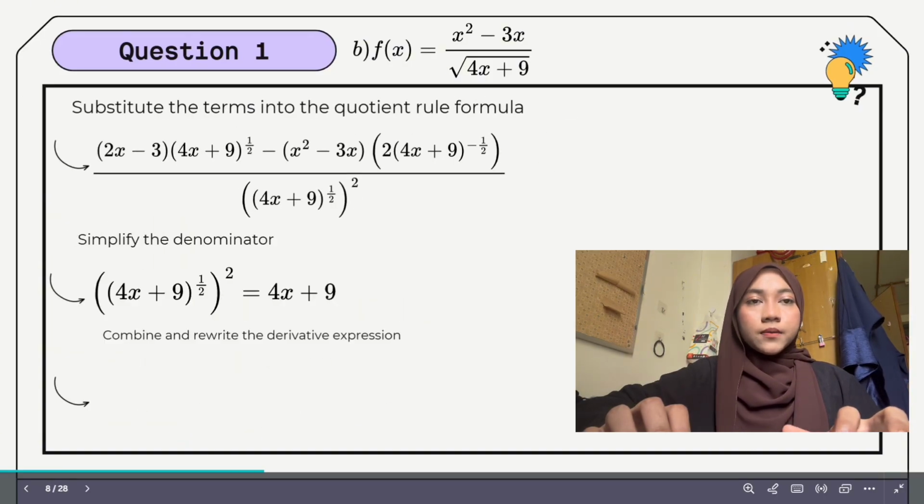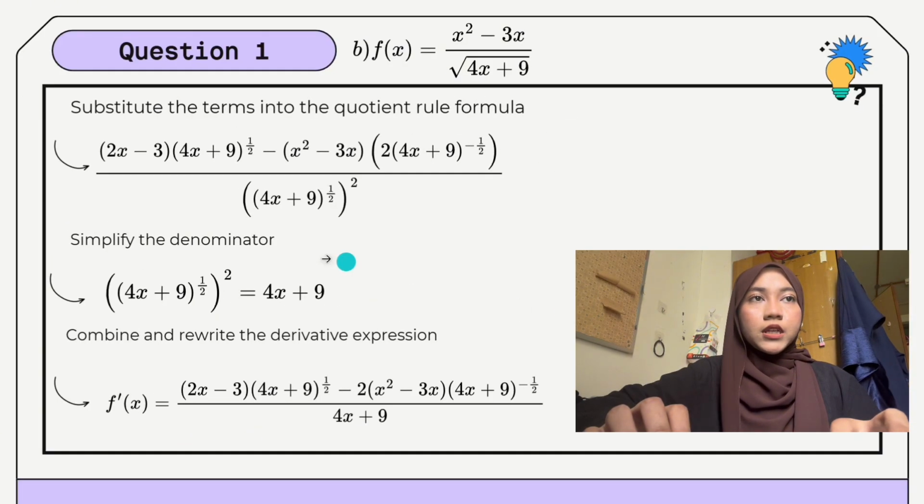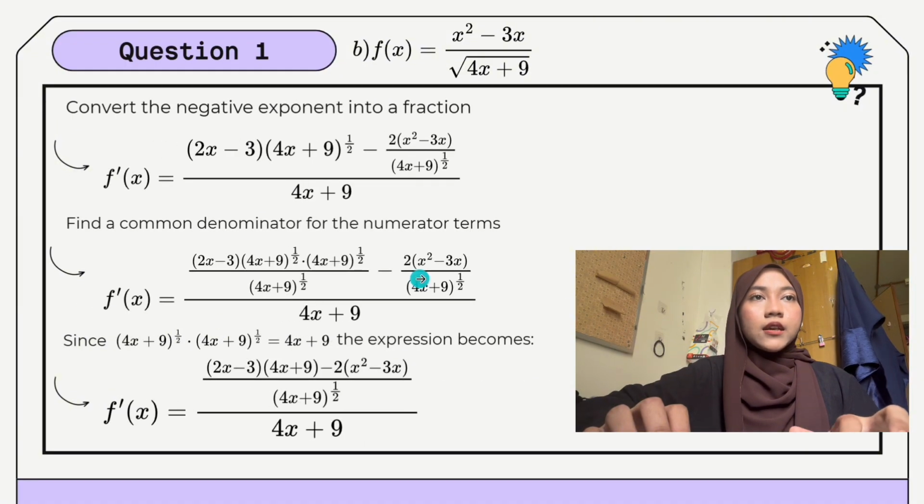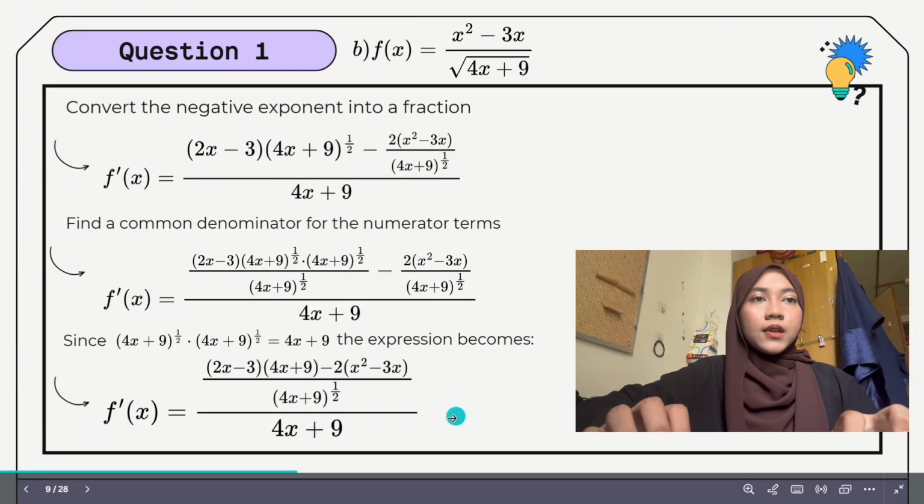We substitute the terms into the quotient rule formula. It will be like this. Then we simplify the denominator. The result is 4x plus 9. And we combine and write the derivative expression, and it will be like this. And then we convert the negative exponent into a fraction, and we find the common denominator for the numerator terms, and it will be like this.